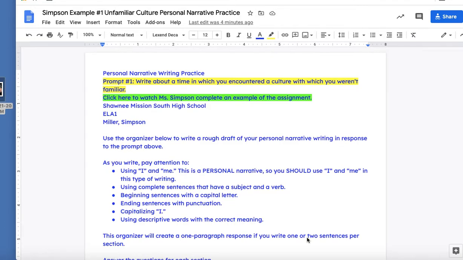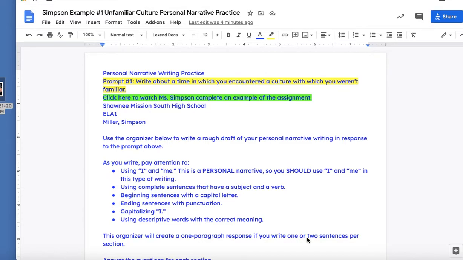I've never written this one before, so I'm going to talk you through what I'm thinking and doing as I complete the assignment. All right, so first I want to look at my directions. It says, use the organizer below to write a rough draft of your personal narrative writing in response to the prompt above. So once again, let's check that prompt and make sure we know what we're writing about. Write about a time in which you encountered a culture with which you weren't familiar.